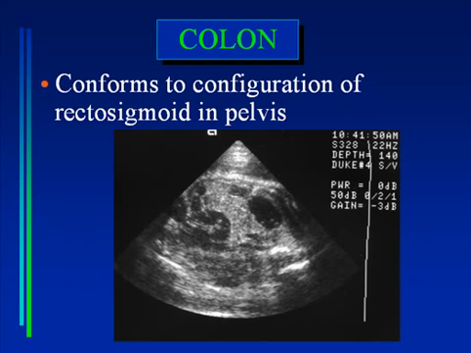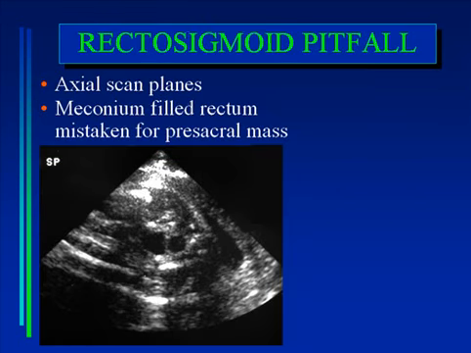I will finish by pointing out that the rectosigmoid in the fetus can be seen and conforms to the expected configuration of the rectosigmoid you might see in an adult patient. That is, it comes out of the pelvis and goes kind of in an S-shaped loop towards the left side of the pelvis, as we see here. And it is important to realize that you can see the rectosigmoid in normal fetuses because there is a pitfall that has been described whereby in axial scan planes you can see the rectum and potentially mistake it for a presacral mass if you don't recognize it as rectum.